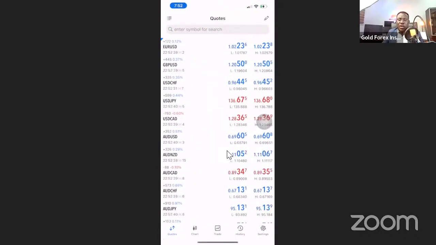Now, when you look on a trading platform, okay, when you look over here, you can see that we have price on the left and price on the right. Now, the difference between the left, the bid, and the right, the ask price, is called the spread. And the spread is the two that you have over here. The two is the spread.